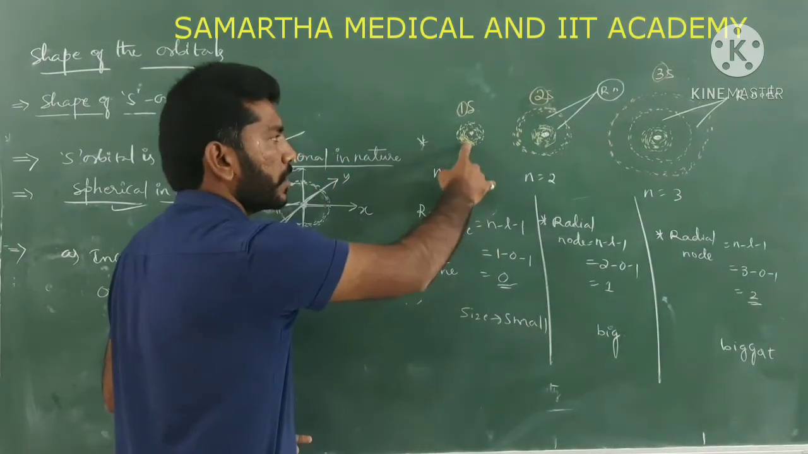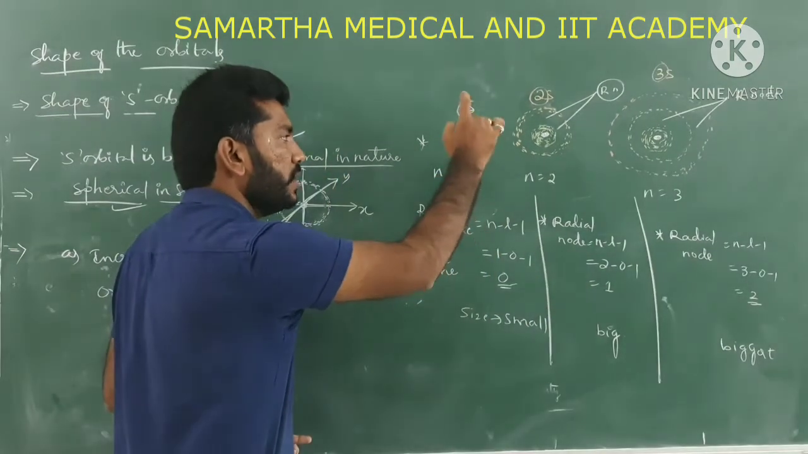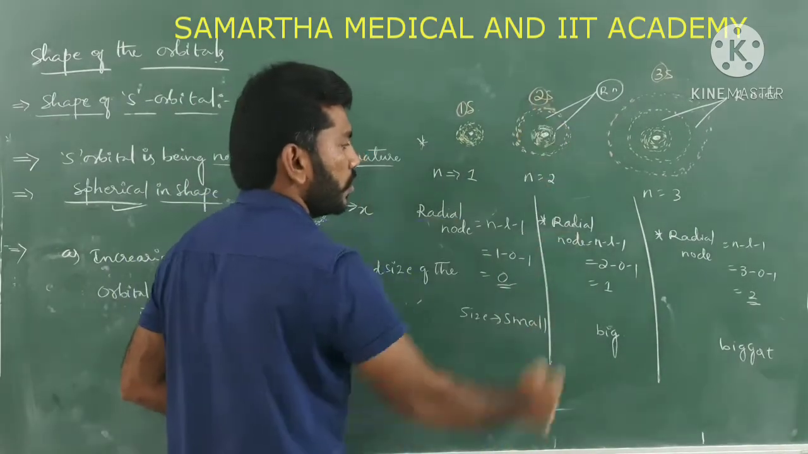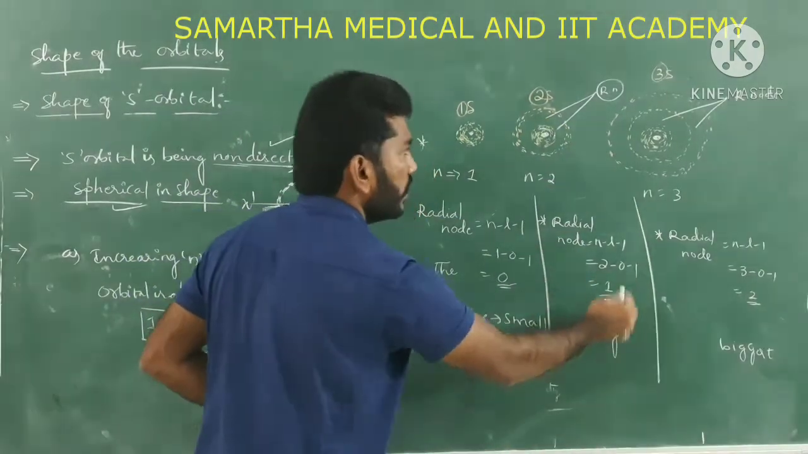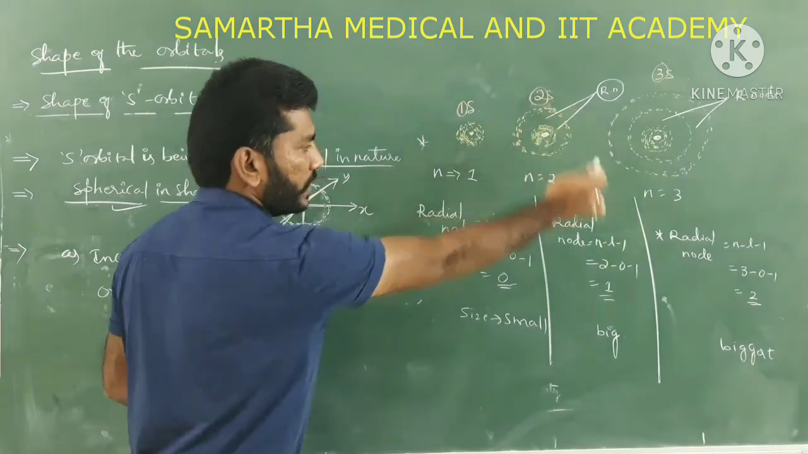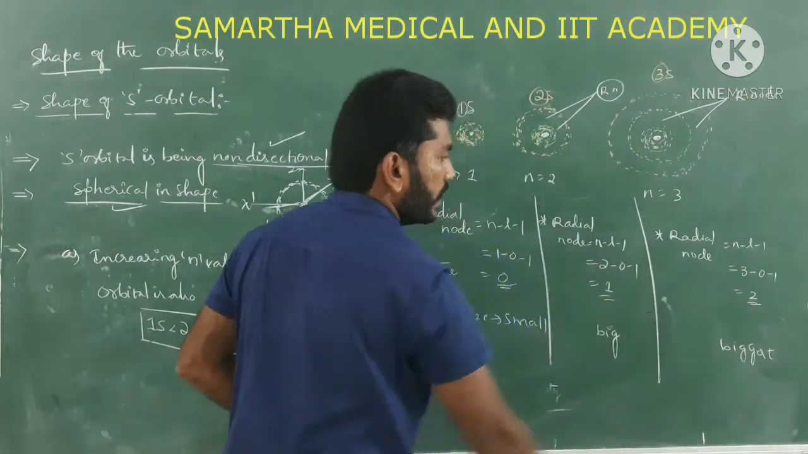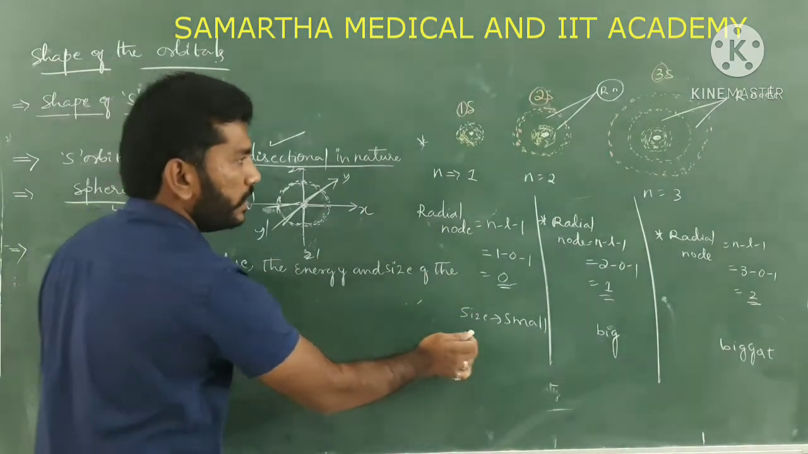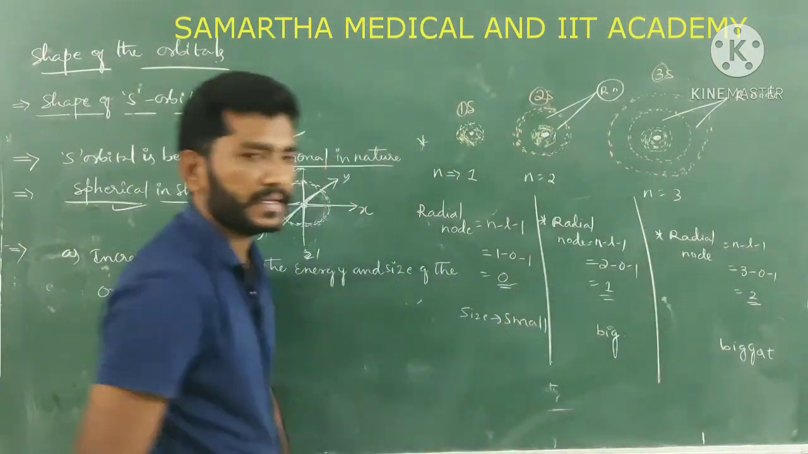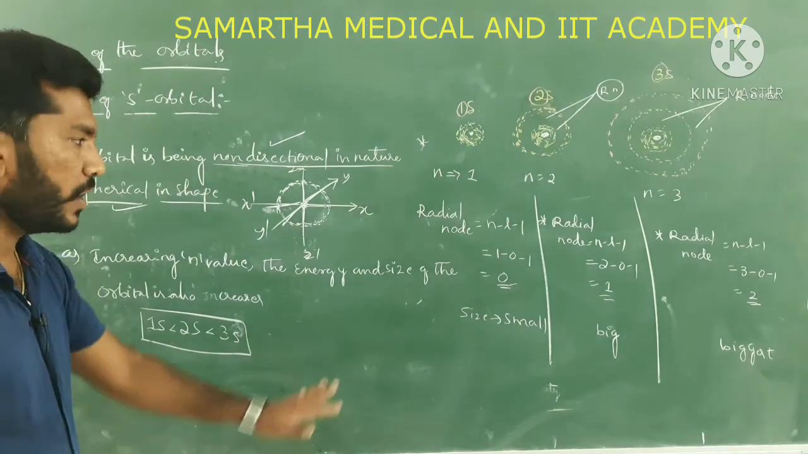The number of radial nodes present in the case of 1s is 0, because the probability of finding the electron starts from the nucleus itself. In the 2s orbital, the number of radial nodes is 1. We have that proof here. In the 3s orbital, the number of radial nodes will be 2. Size wise, 1s is small, 2s is big, and 3s is biggest. So this is the actual stuff we have to know, guys.